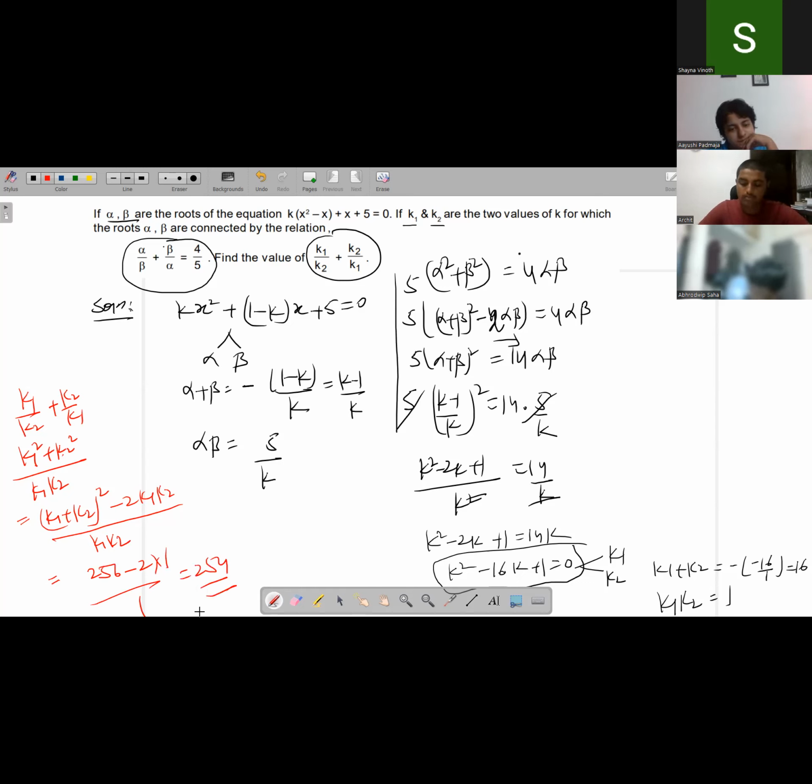Understood? So how did you get 5 into alpha square plus beta square equals 4 alpha beta? From here. Just take LCM. This will be like alpha square plus beta square upon alpha into beta, and then cross multiply. Understood or not? Oh, yes, sir. Sorry, I was on mute. Note it down.